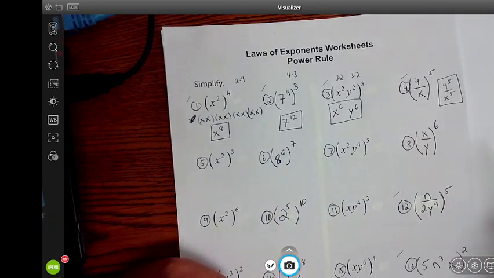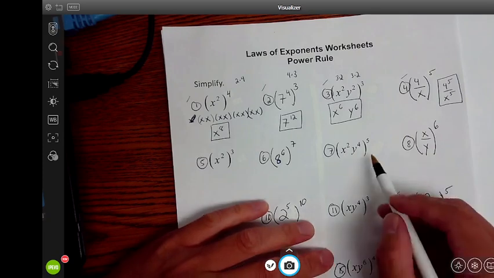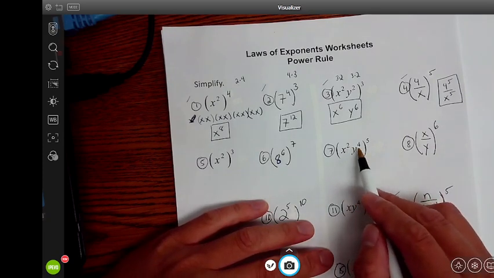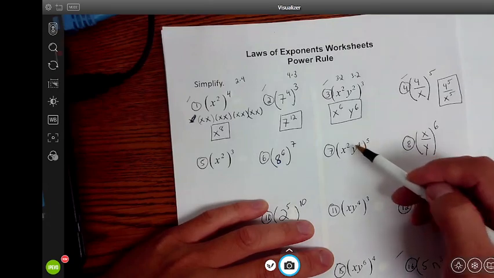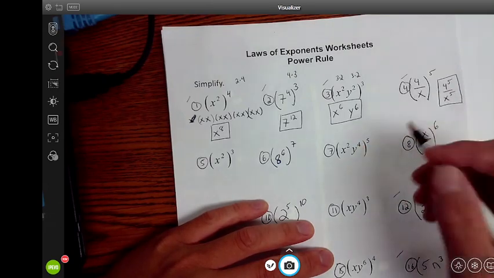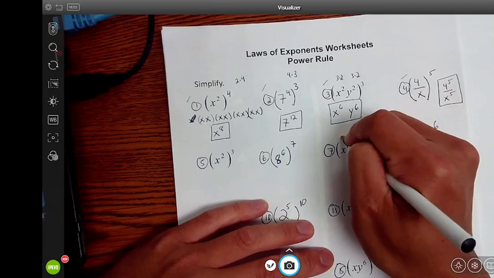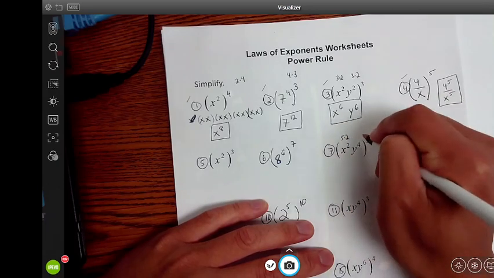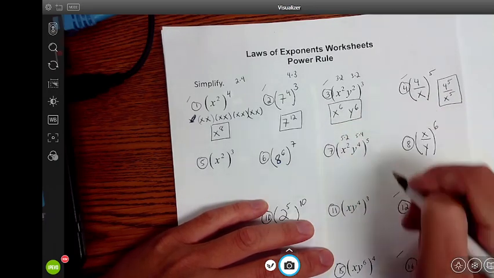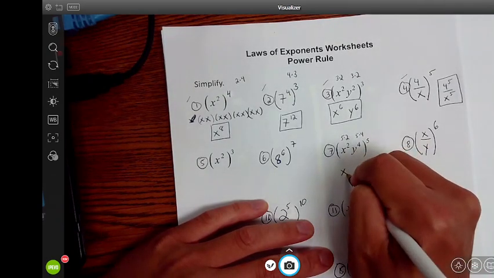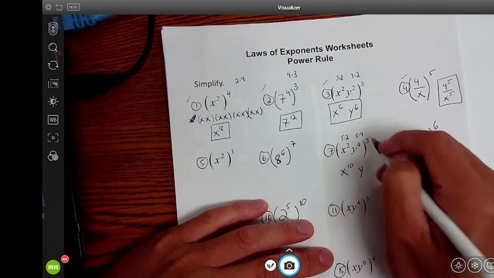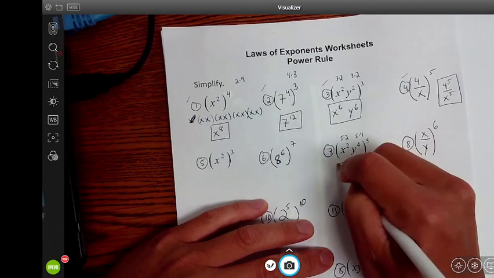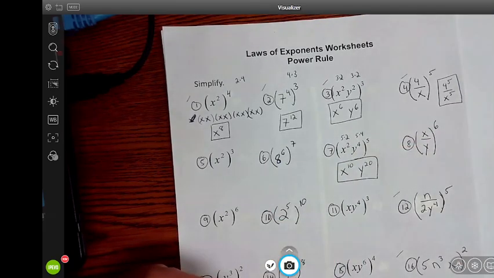Let's go ahead and do number 7 also. There are a couple of exponents inside the parentheses. The exponent outside the parentheses is going to get multiplied to those exponents inside. So you have here 5 times 2 for the x, and then 5 times 4 for the y. For the x, 5 times 2 is 10. For the y, 5 times 4, which is 20.